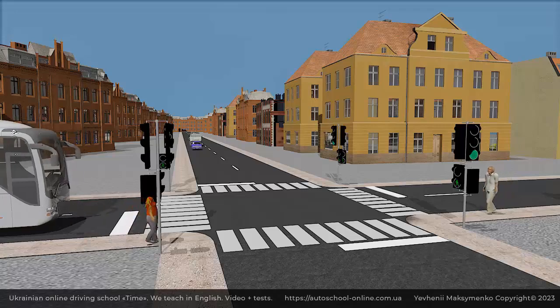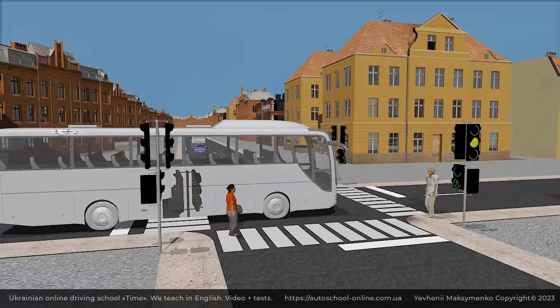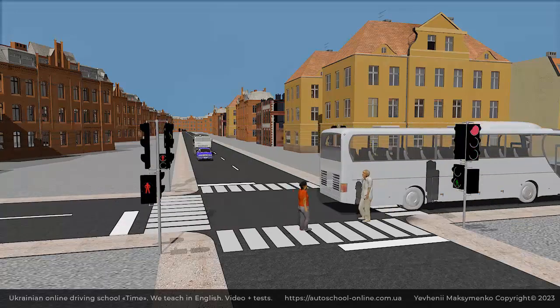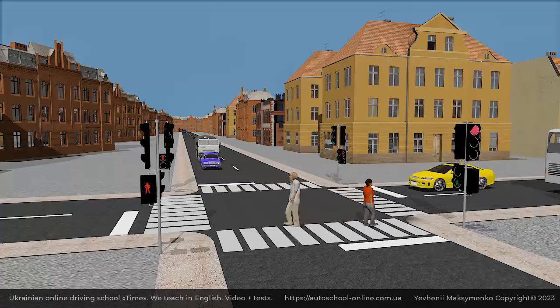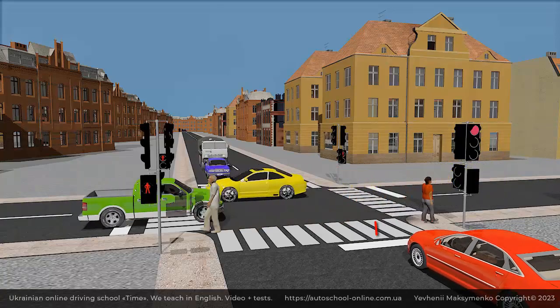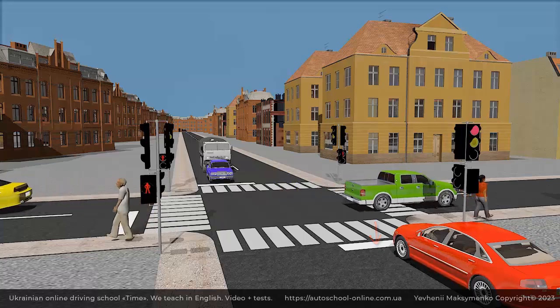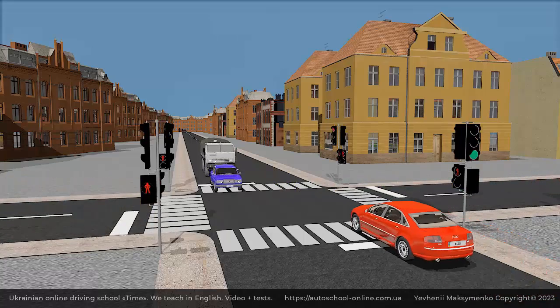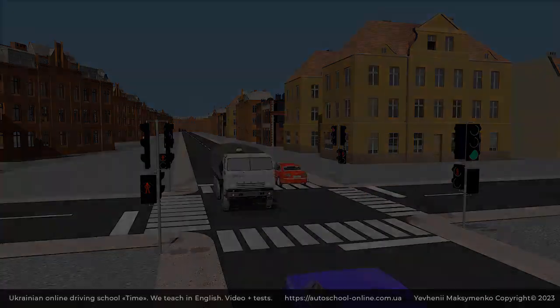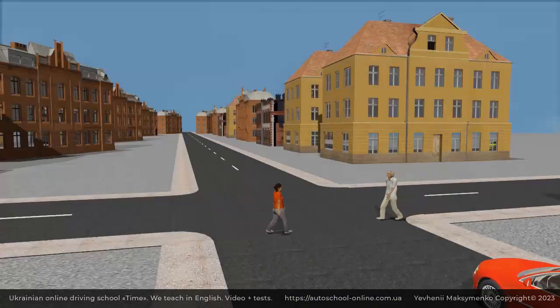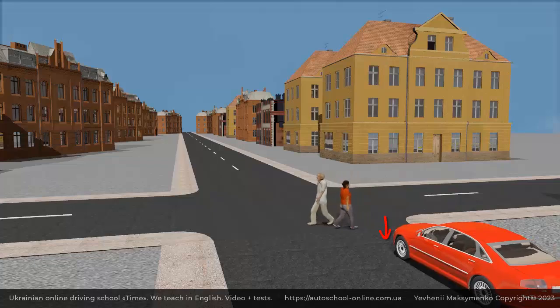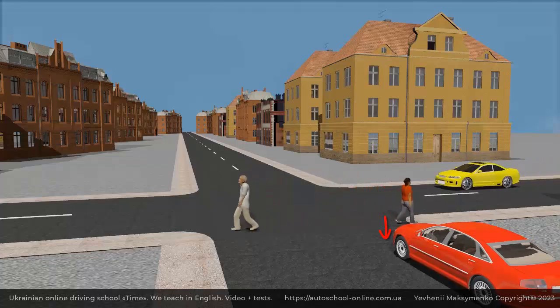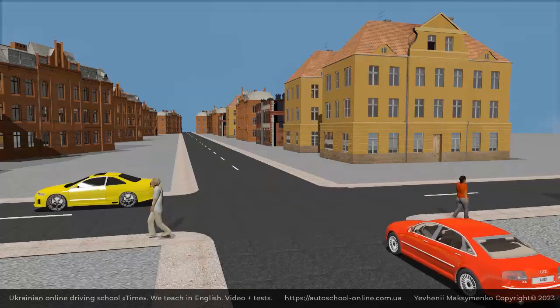If it is necessary to give preference to vehicles traveling on an intersecting road, the driver must stop in front of the stop line of traffic lights so that he can see the signals. If not, he shall stop at the edge of the intersecting roadway without obstructing the pedestrians.